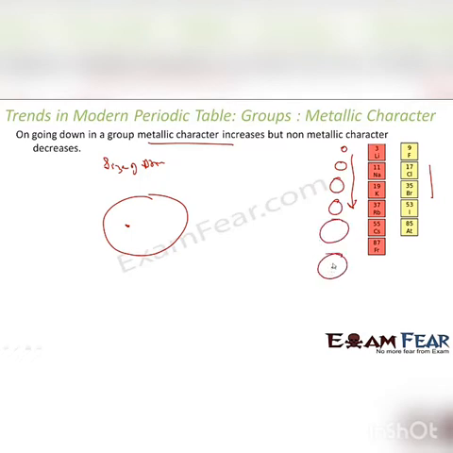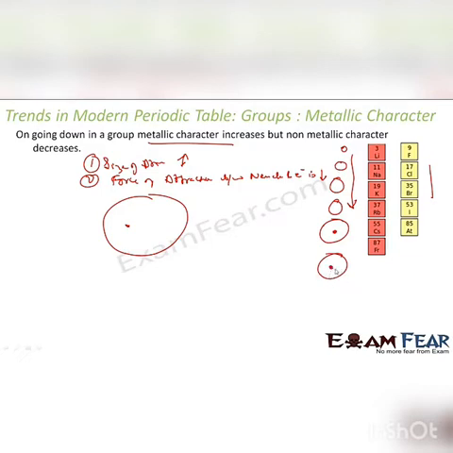Since the size is increasing, the force of attraction between the nucleus and the electron is less. So in both cases, the size of the atom is increasing as we go down, and the force of attraction between the nucleus and the electron is decreasing. Please note, it is decreasing, right? Why? Because it is far now. It is far, so the force of attraction is decreasing.